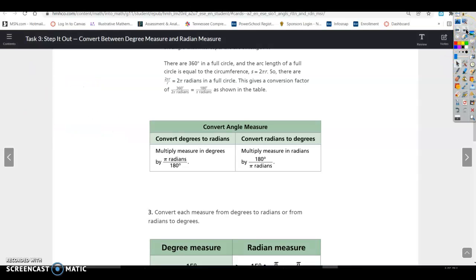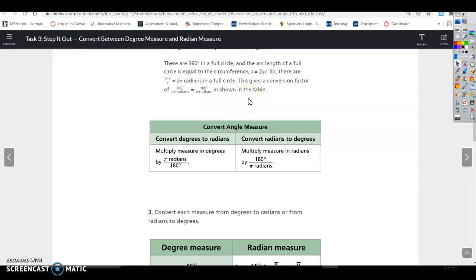All right, so let's look at what this means. So if we have S equals 2 pi r, then 2 pi r over r equals 2 pi radians in a full circle. This gives a conversion factor of 360 over 2 pi. Well, if you reduce 360 divided by 2, that gives you 180 divided by pi. And this is in radians, okay?